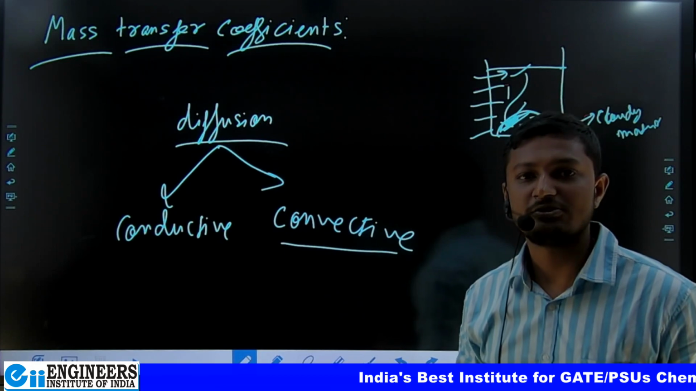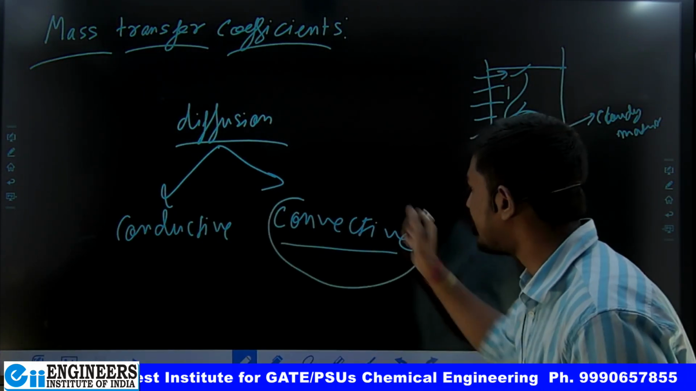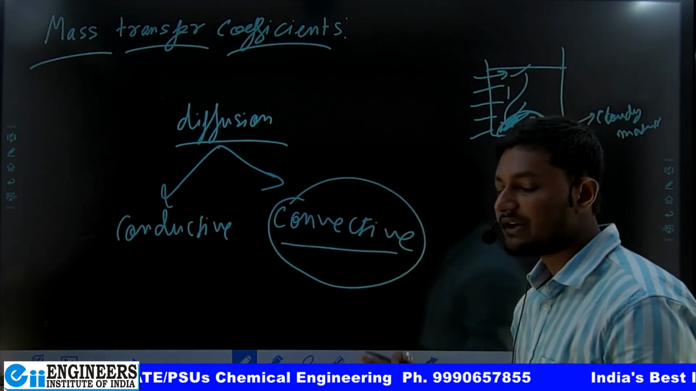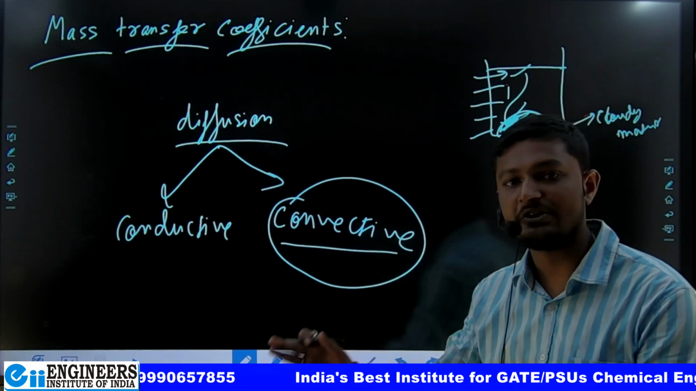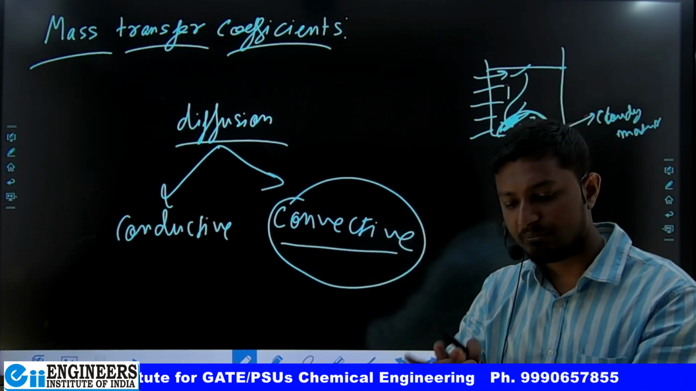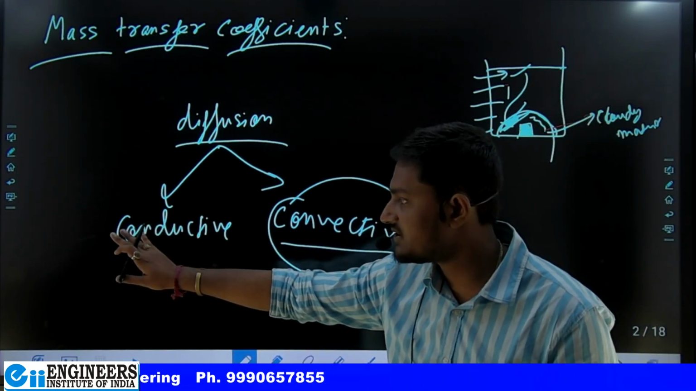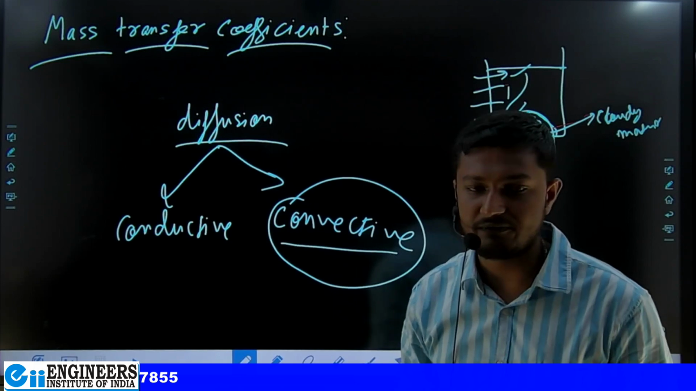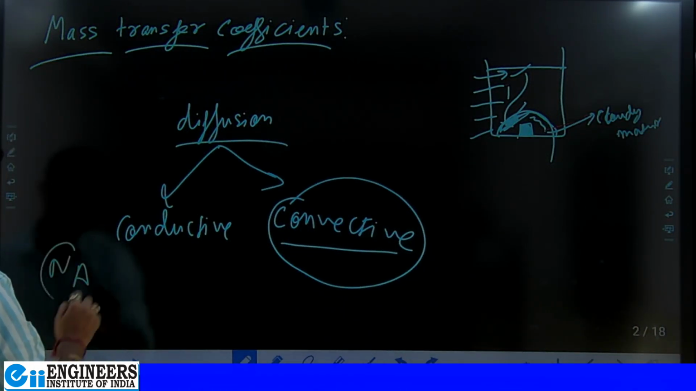You're getting it? So that's why, for convective mass transfer, we write directly that flux is equal to mass transfer coefficient times driving force, and the mass transfer coefficient will be selected based on the selection of your driving force. In conductive mass transfer, we were directly deriving the equation of our flux. Your flux in mass transfer is denoted by Na.